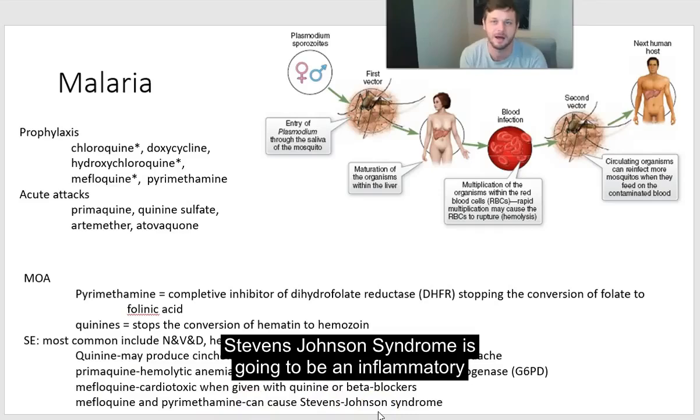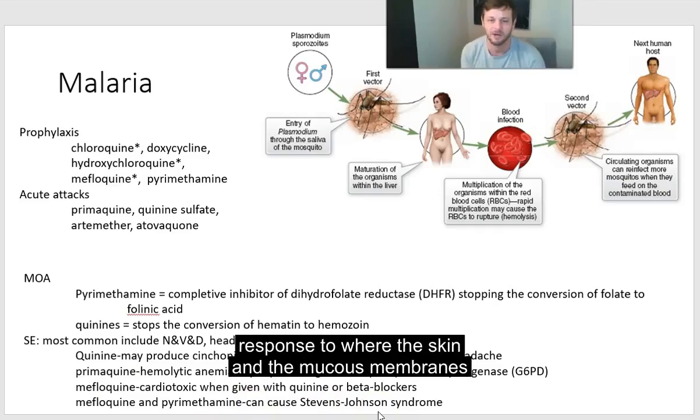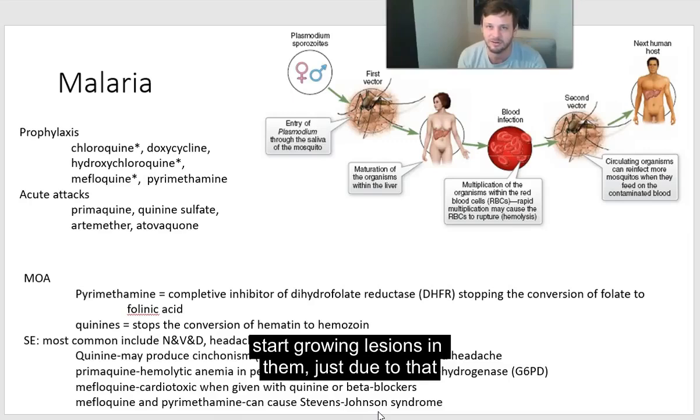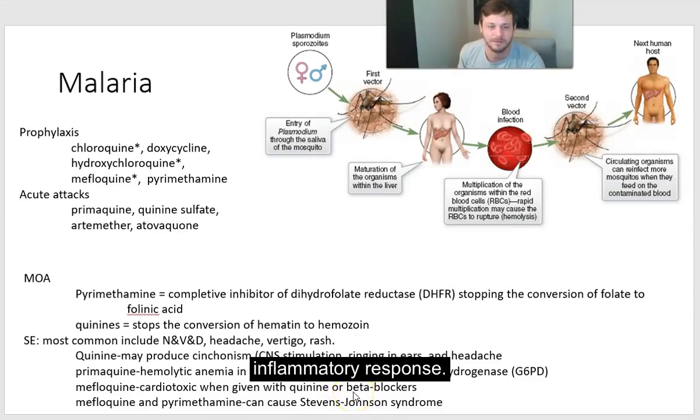Stevens-Johnson syndrome is going to be an inflammatory response to where the skin and the mucous membrane start growing lesions in them, just due to that inflammatory response.